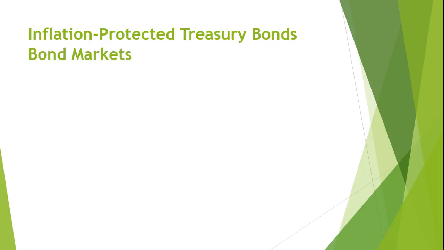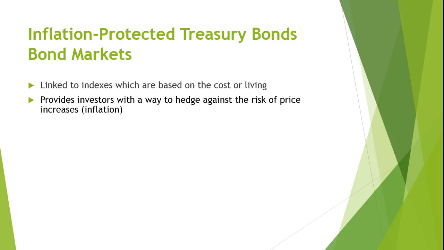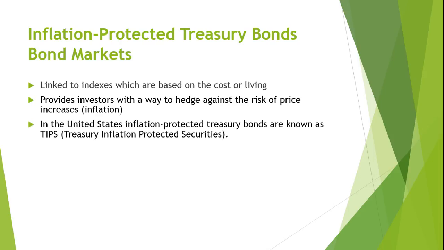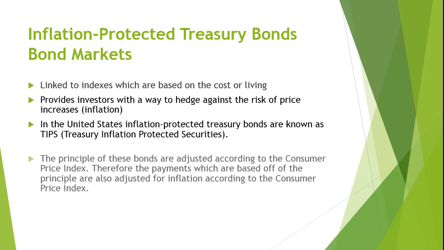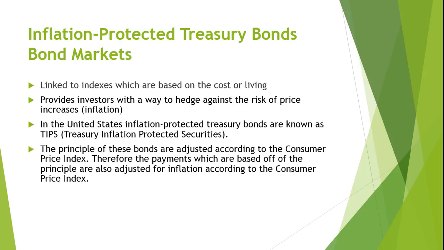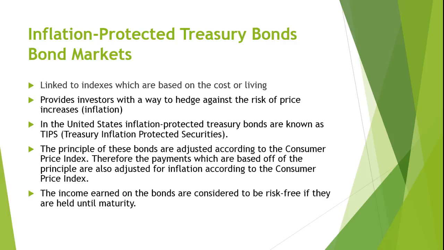All around the world, governments have issued bonds linked to indexes, which are based on the cost of living. They do this to provide investors with a way to hedge against the risk of price increases, or inflation. In the United States, inflation-protected Treasury bonds are known as TIPS, Treasury Inflation Protected Securities. The principal of these bonds is adjusted according to the Consumer Price Index. Therefore, the payments which are based off of the principal are also adjusted for inflation according to the Consumer Price Index. The income earned on the bonds is considered to be risk-free if they are held to maturity.